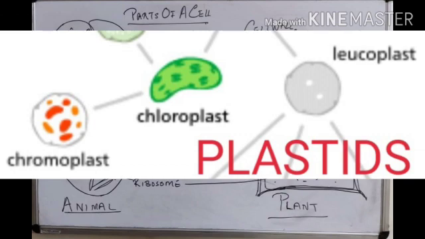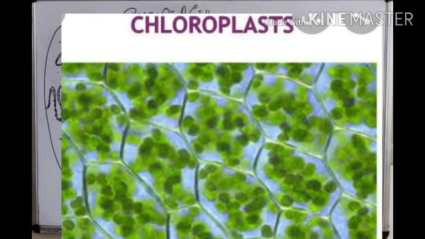Then we have leucoplasts, the colorless plastids. They are found in those parts of the plant which store food, like the roots and old stems. They store starch, proteins, and fats in them. Then the most common plastids are the chloroplasts, found in all the green plants. They are green colored plastids as they contain the pigment chlorophyll in them.